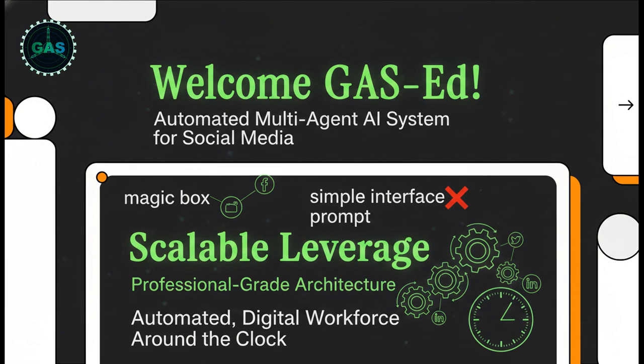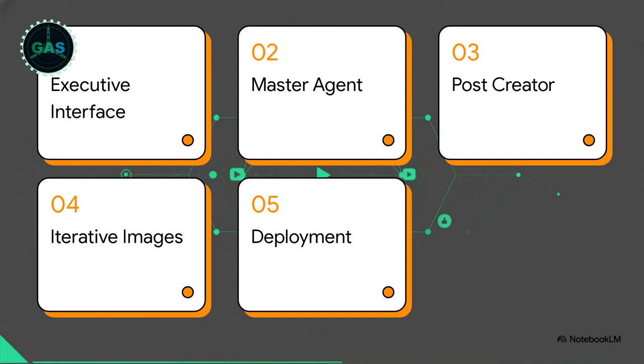But if we're talking about creating true, scalable leverage, we've got to stop relying on AI gimmicks. In this explainer, we're tearing down the actual mechanics of a professional-grade multi-agent architecture. We're going to look at exactly how you can build a totally automated digital workforce that literally operates around the clock for you. Our agenda today is pretty straightforward.